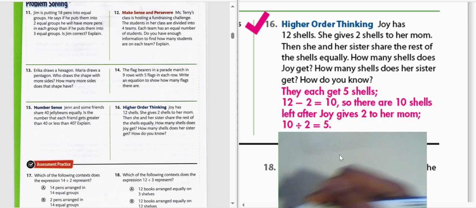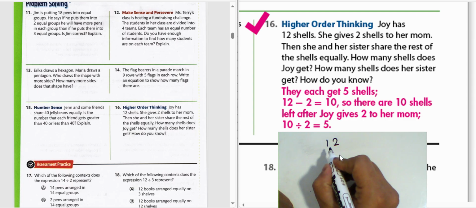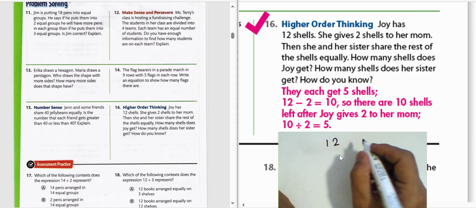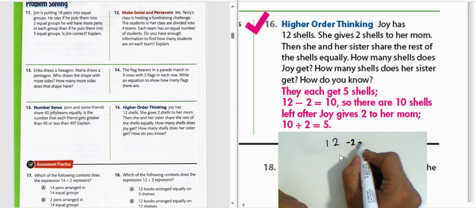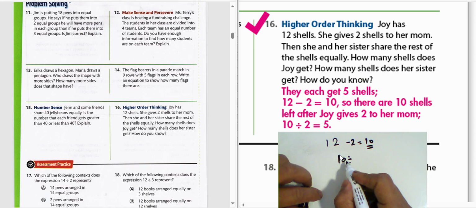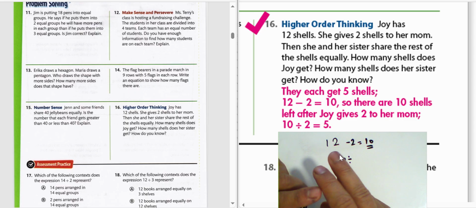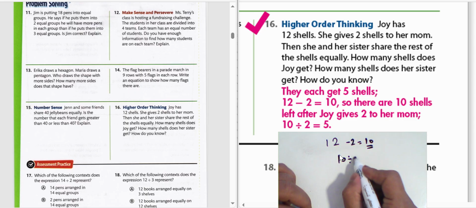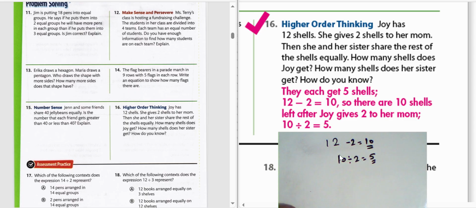Understood this example? Again, Joy has 12. She gives 2 shells to her mom. 12 minus 2 equals 10. And then it is divided between her and her sister. Okay, 10 divided by 2 equals 5. Then they each get 5 shells because 12 minus 2 equals 10. So there are 10 shells left after Joy gives 2 to her mom. 10 divided by 2 equals 5.